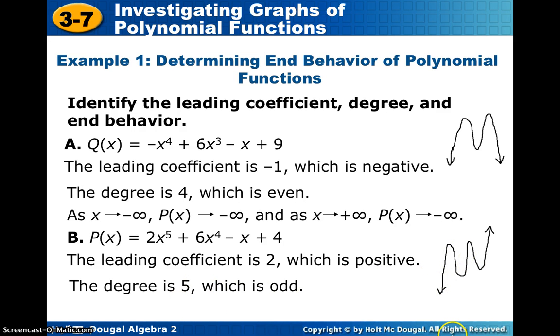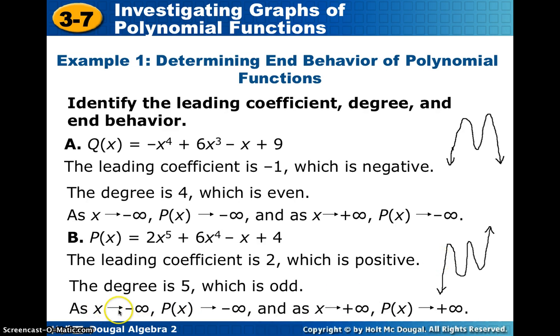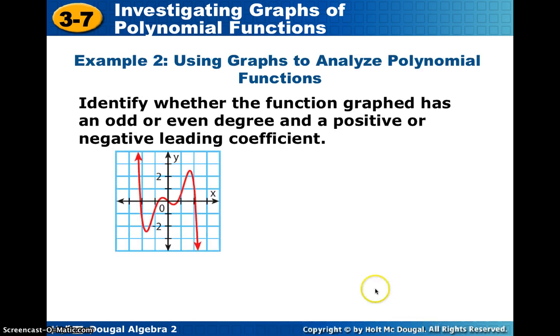So now, what is the end behavior? As x goes to negative infinity on this side, what happens to the function? On this side, x is towards negative infinity. The function is headed down. The function is also approaching negative infinity. So as x approaches negative infinity, the function approaches negative infinity. As x goes up to positive infinity this way, the function also goes up.